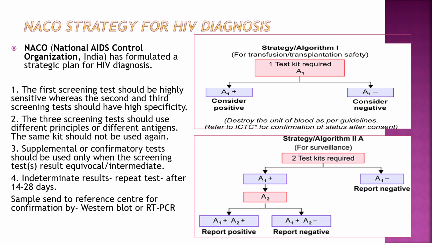In strategy 1, for transfusion and transplantation safety, one test kit is required. If it is A1 positive, it is positive, and A1 negative is considered negative. In strategy 2A, for surveillance purpose, two test kits are required. If A1 negative, it is negative. And if A1 positive, you have to use the second kit, that is A2. If A1, A2 positive, report positive. And if A1 positive, A2 negative, report negative.